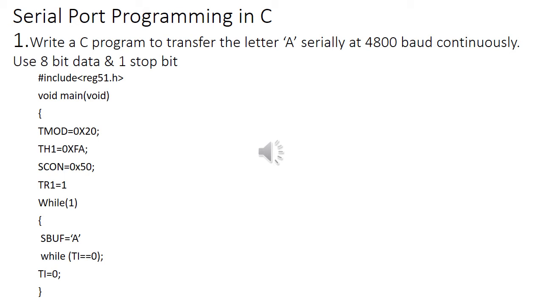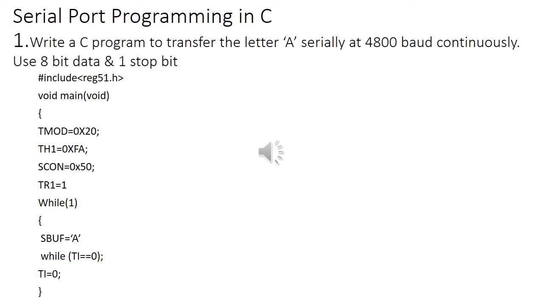Initially you include the header file register51.h. After this you write void main within brackets of void, so that your program execution will start from this line. Then initially you initialize the TMOD register with the value 0x20. This 20 indicates that you are going to make use of timer 1 in mode 2, which is nothing but an 8-bit auto reload. The 0x indicates that this is a hexadecimal value.